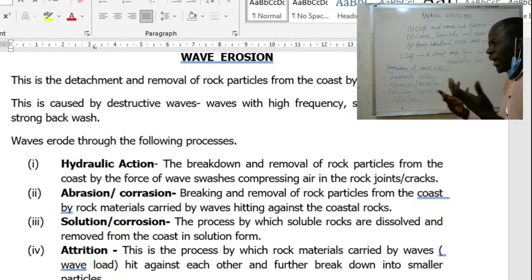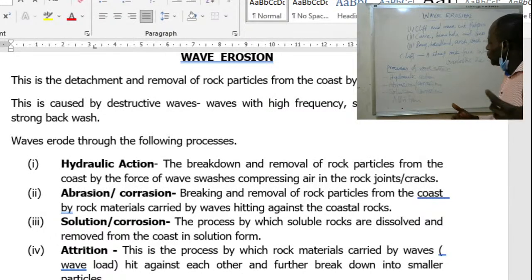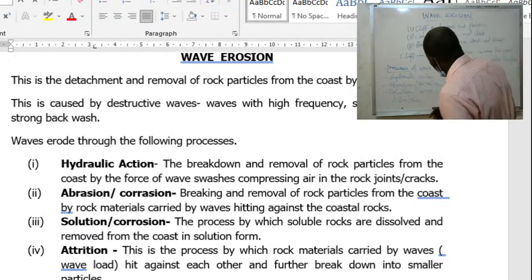Remember we talked about the advance of water, which is the swash, and then the backwash. So when the rocks are broken, the particles that are broken will be taken away into the sea by the backwash, because that water retreating goes with the broken rock particles. So that is hydraulic action.